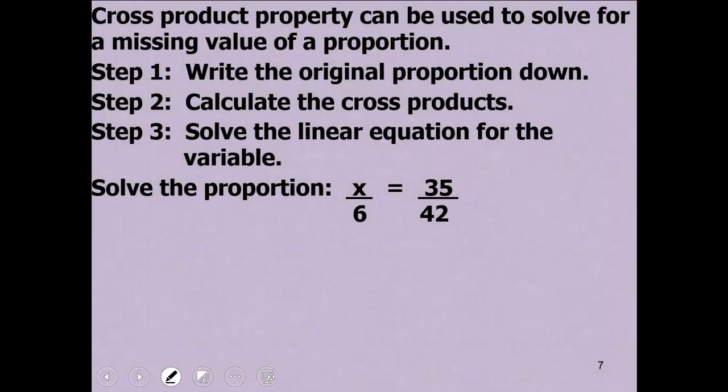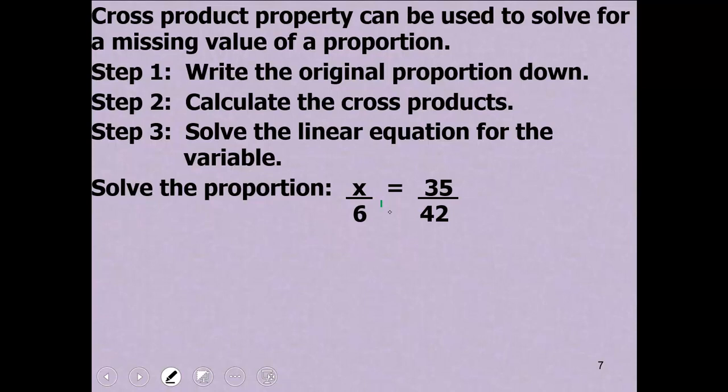You guys try this one, hit the pause button, and come back and check to see if you got it right. Don't forget to do all 3 steps. Write the problem, calculate the cross products, solve for the variable. Even though the problem's written right here, I know that.